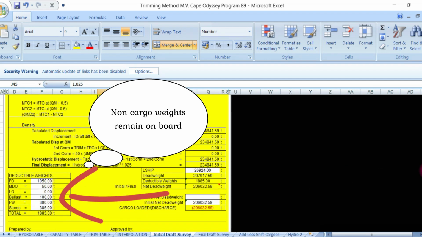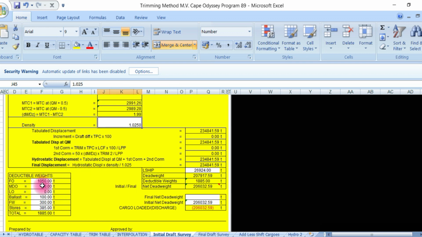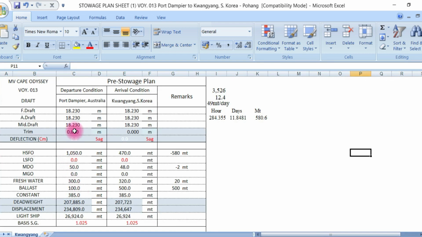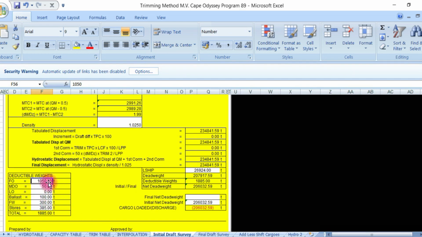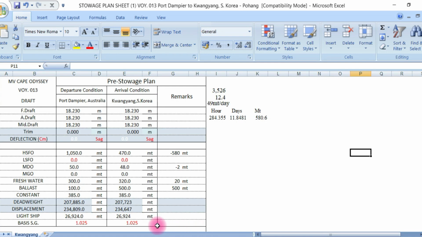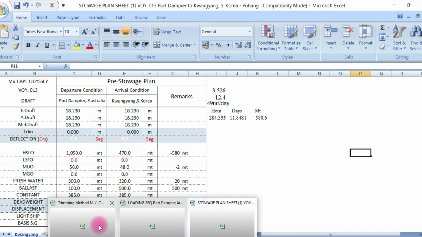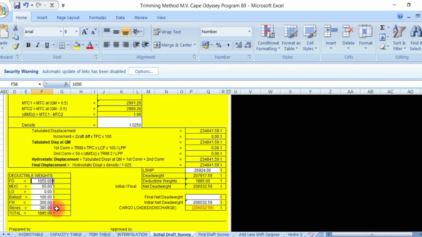Now we go down to the ROB. His fuel ROB is 1050. Diesel oil is 50. And his ballast is 100. And his constant is 385. Store is 385.